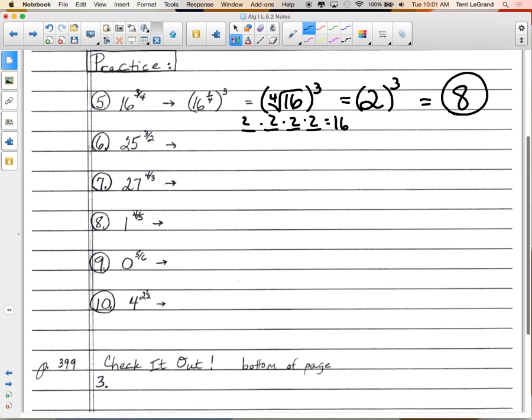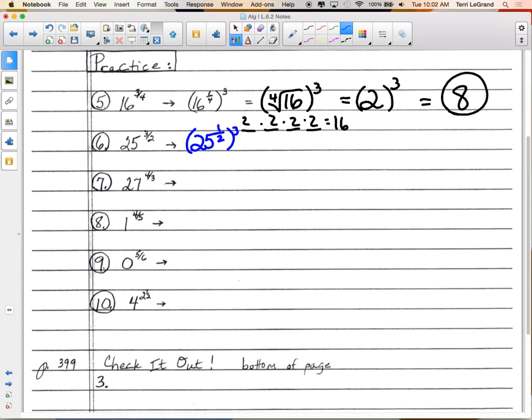Okay, I want you to try rewriting number 6, the 25 to the 3/4 power. I just want you to start by writing it as a power to a power for me. What would that look like as a power to a power? Okay, who would like to share their wisdom with us? 25 to the 1/2 power, yep, in parentheses, and then raised to the third power. Make sure those look like the exponents, okay? So 25 is being raised to the 1/2 power, and then that is being taken to the third power.